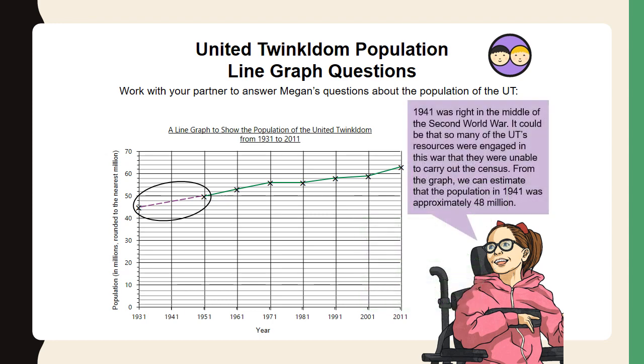So, I know you probably all got this one. 1941, which is the year that the census should have been carried out, was right in the middle of the Second World War. So many of United Twinkleton's resources were engaged in this war, and they were unable to carry out the census that they usually do. From the graph, though, we can estimate that the population in 1941 was approximately 48 million. Because we follow the line along from 1931 to 1951, it's fair to say that it's likely to have been about 48 million based on where that line hits 1941.